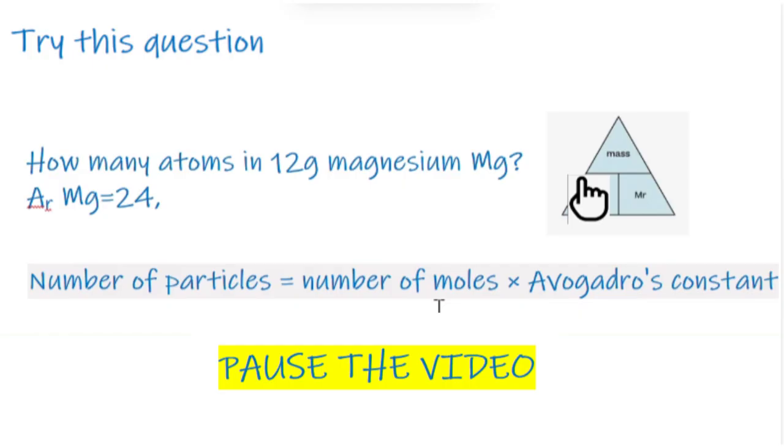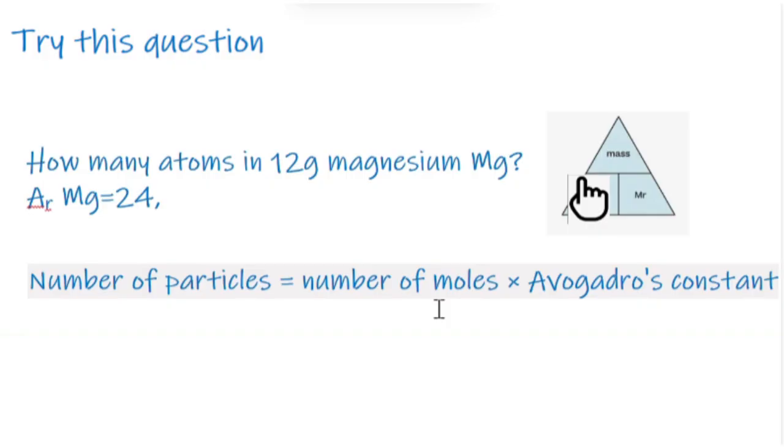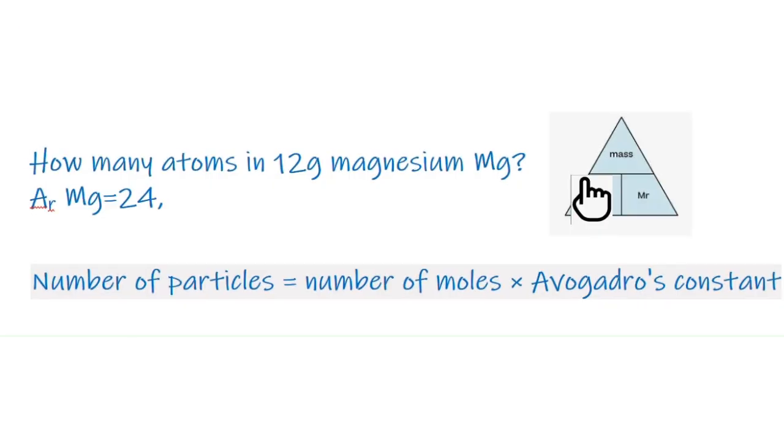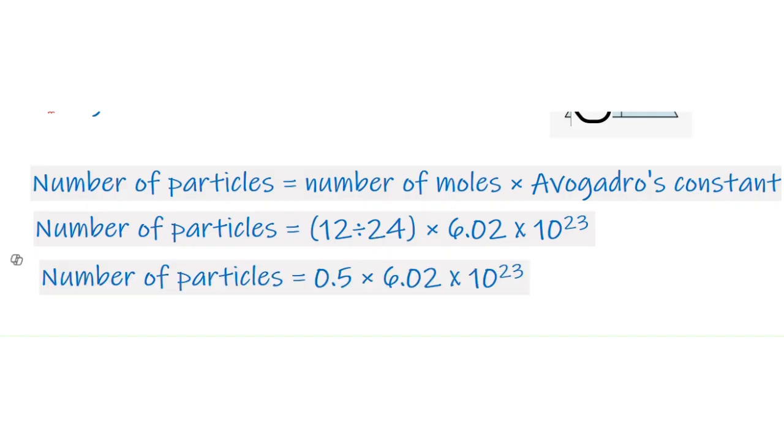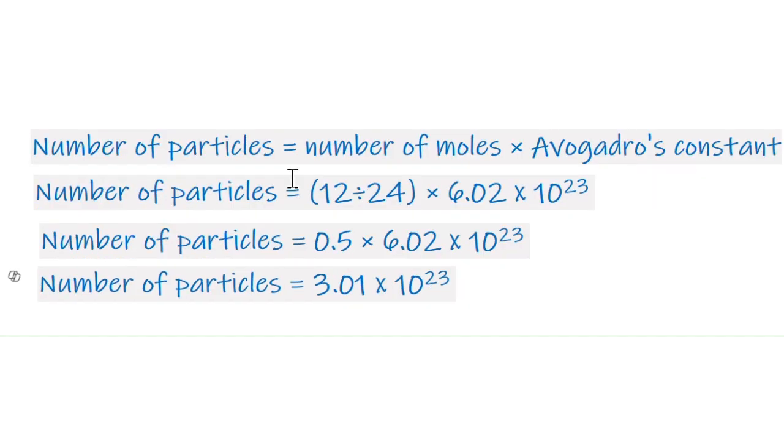So you've got to work out the number of moles. You were given 12 grams of magnesium. The AR for magnesium is 24. So to sub in the number of moles, we put in 12 divided by 24. That works out to be 0.5 times 6.02 times 10 to the 23. If we follow that through on our calculators, we get 3.01 times 10 to the 23. And if you got that right, well done.